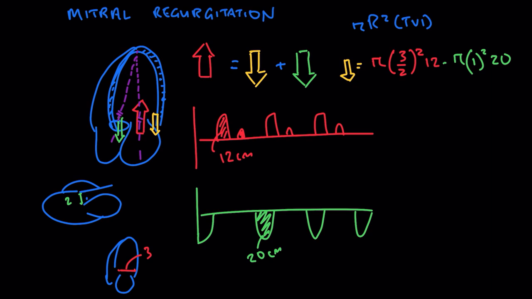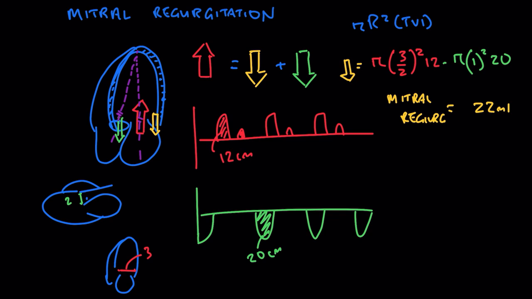When we plug in some numbers, we'll get that the mitral regurgitation equals about 22 milliliters, which would be in the mild range.